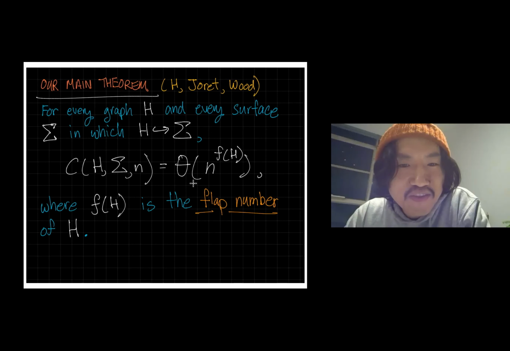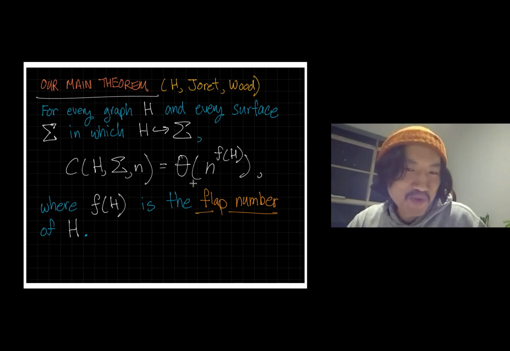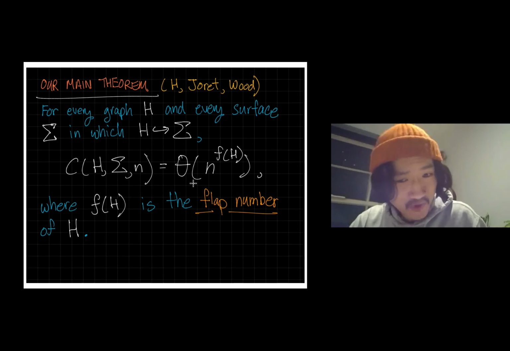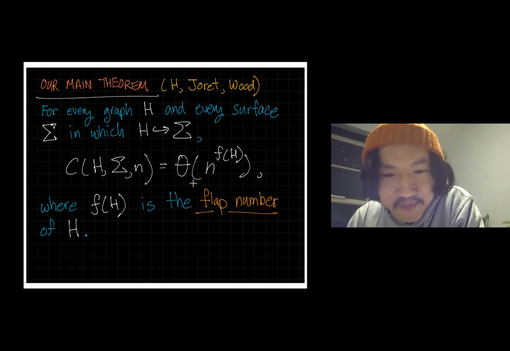This is our main theorem, which basically solves the question for all surfaces and all graphs. It says that you pick your favorite graph H, your favorite surface sigma. It turns out that this extremal function will always just be a polynomial. So it'll be n to the f of H, where f of H is some graph parameter, which is called the flap number of H. I should stress that the flap number is just a graph parameter, so it doesn't depend on the surface. The surface actually doesn't play a role except in this hidden constant term. So the answer will always just be n to the flap number.